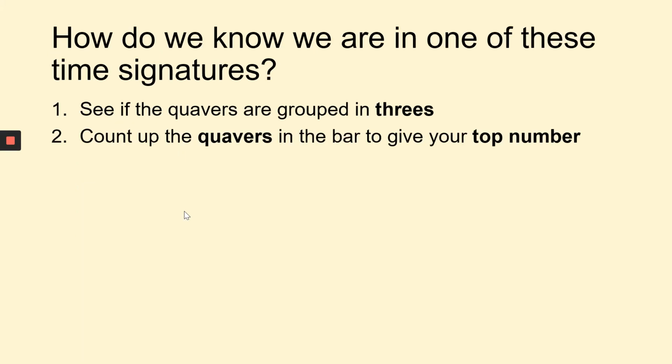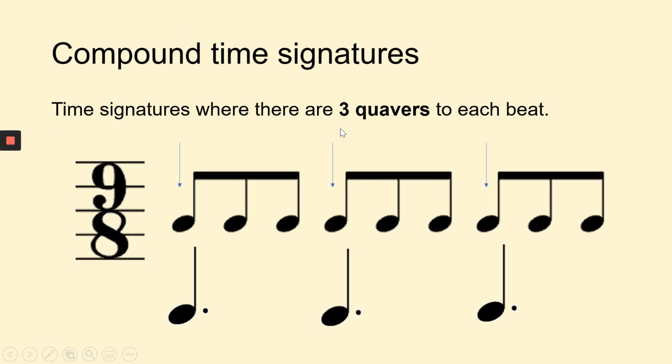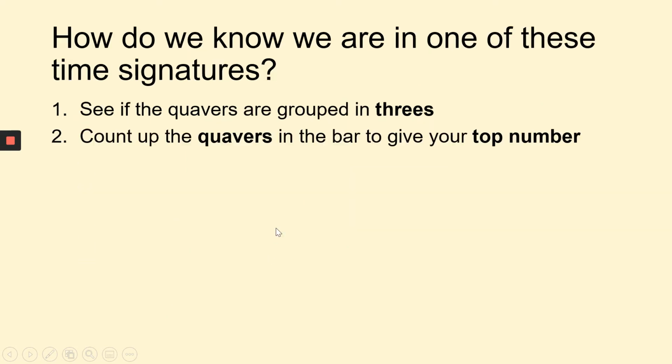How do we know we are in one of these time signatures? Well, first we see if the quavers are grouped in 3s. In this example, our quavers are all grouped in 3s, so we know that we are in a compound time signature immediately.